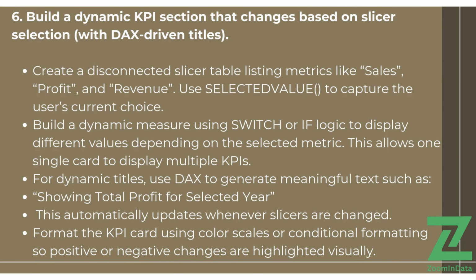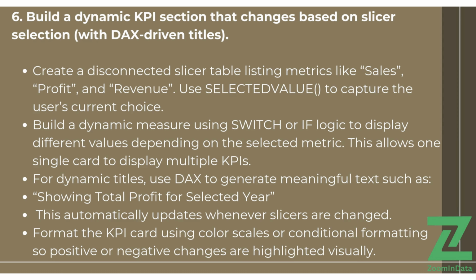Sixth question. Build a dynamic KPI section that changes based on slicer selection, with DAX-driven titles. Create a disconnected slicer table listing metrics like sales, profit, and revenue. Use SELECTEDVALUE to capture the user's current choice. Build a dynamic measure using SWITCH or IF logic to display different values depending on the selected metric. This allows one single card to display multiple KPIs.